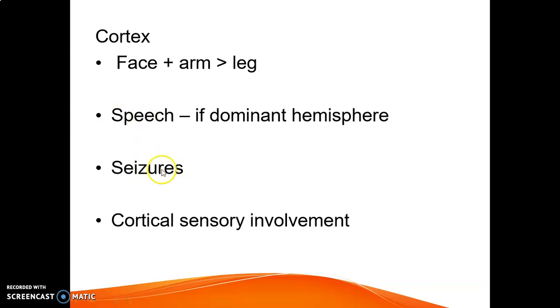Seizures are also common when the cortex is affected in infantile or neonatal hemiplegia. Cortical sensory involvement is there. Whenever the cortex is affected, the somatosensory area may also be affected. Not only the somatosensory area, but also the visual areas, auditory areas, all the areas may be affected. According to the level or area affected, the cortical sensory involvement will also be there.